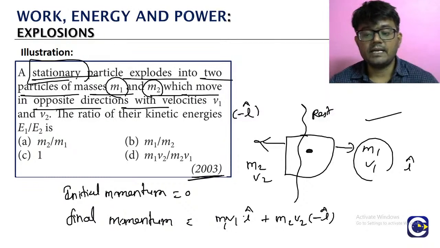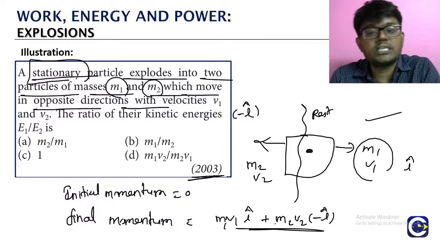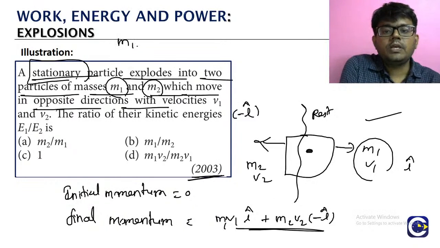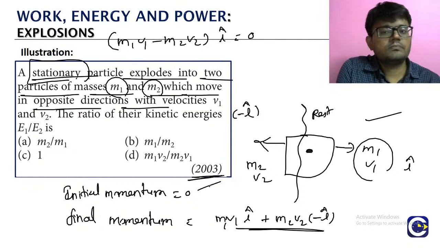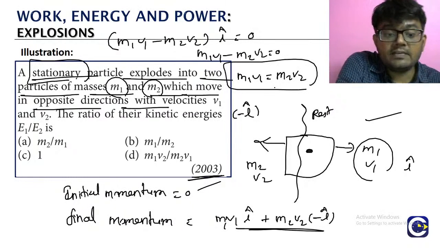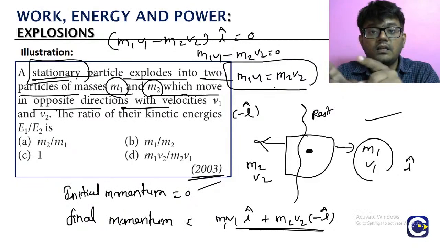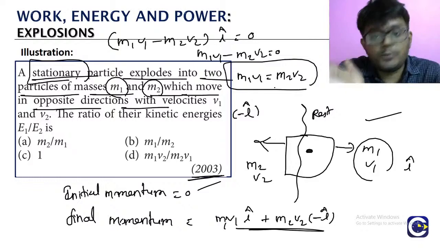So what is the condition we'll have? Initial momentum is 0, so final momentum must be equal to initial momentum. So m1 v1 minus m2 v2 into I cap is equal to 0. Means m1 v1 minus m2 v2 should be 0, right? Which means m1 v1 should be equal to m2 v2. That is the relation between their velocities or the magnitudes or the speeds. They should be moving in opposite directions.